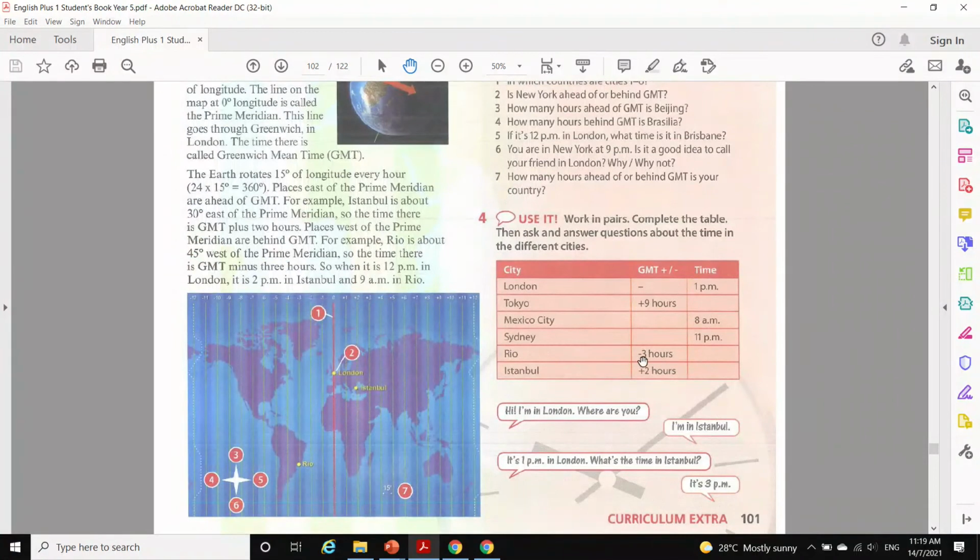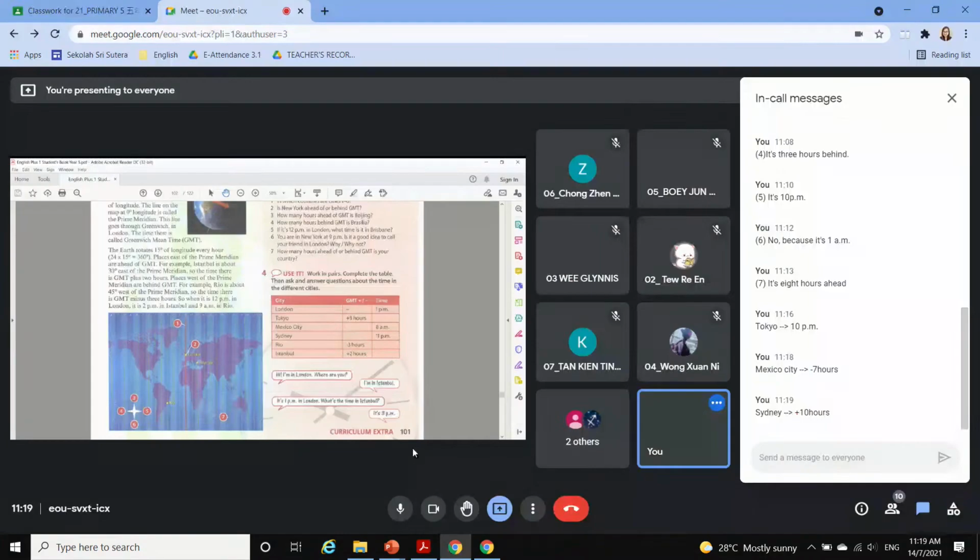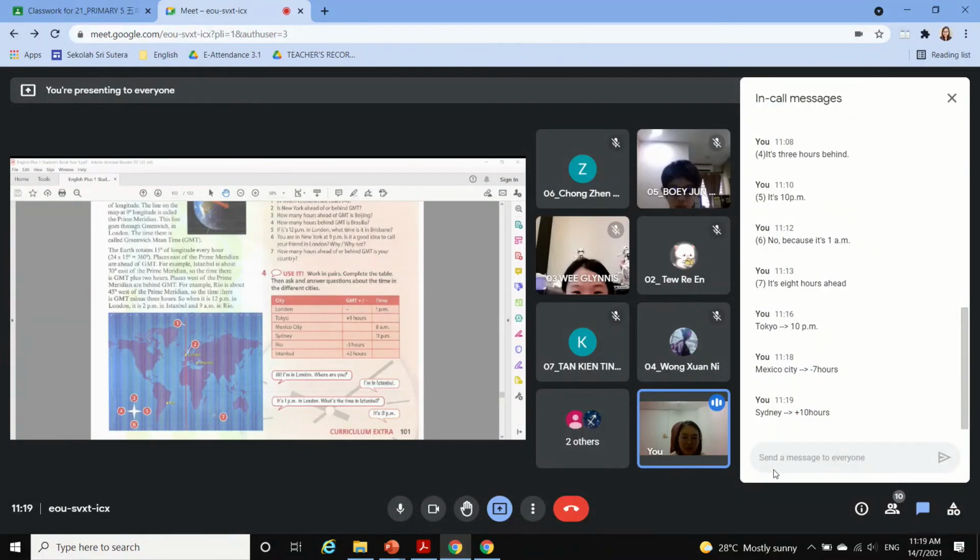Rio minus 3 hours. So we start from 1, 12, 11, 10. So now it's 10 a.m. 所以它扣3个小时的话，那我们从1点倒退算，1点倒退算的话呢是1点、12点、11点、10点，所以是早上10点。OK, so Rio is 10 a.m.